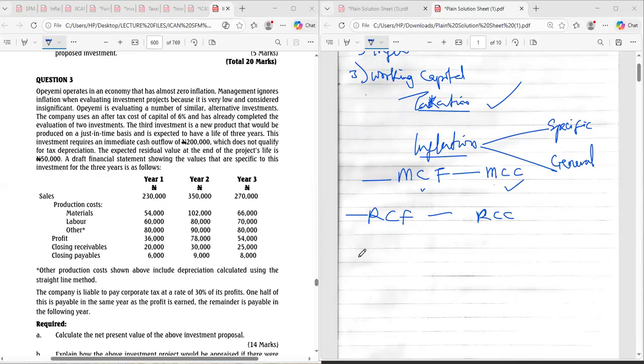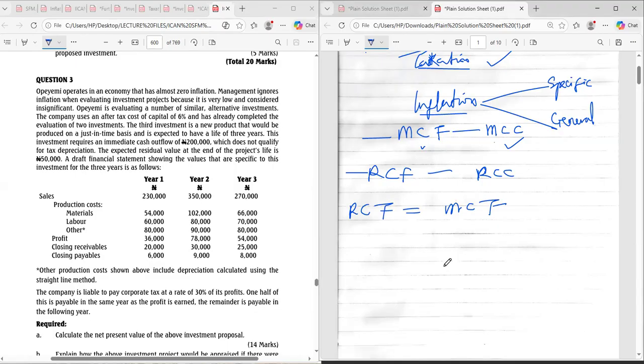So if you have your real cash flow and you want to convert to money cash flow, you have to apply what? Inflation rates. So let's say today your sales was 10,000 naira. And they say tomorrow, which is year one, the sales should go up by 5%. That is inflated by 5%. What will you do? 10,000 times what?